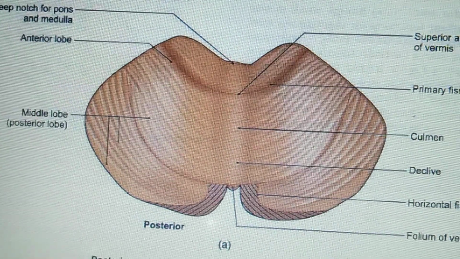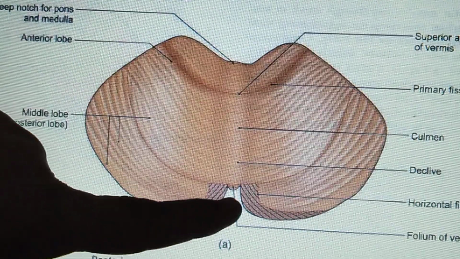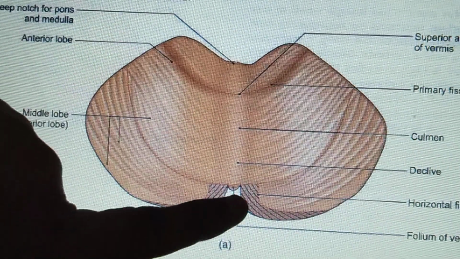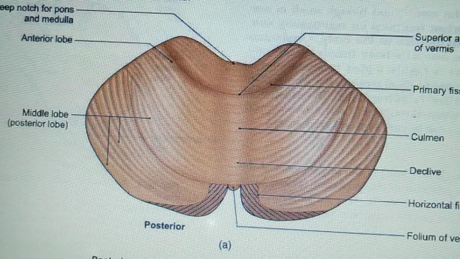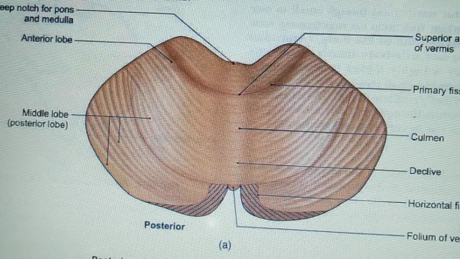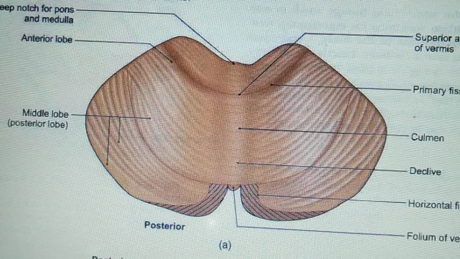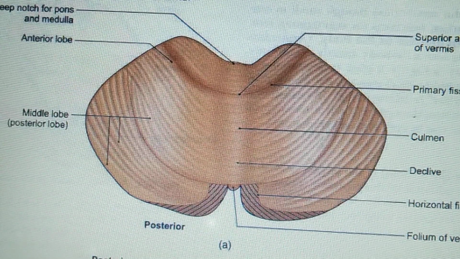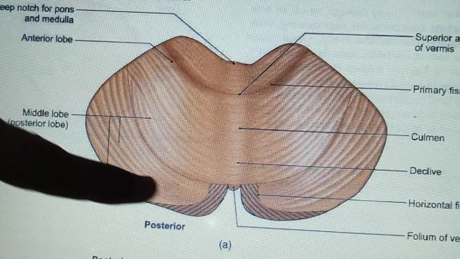Here you can see these are the two cerebellar hemispheres. They are connected with the vermis. You can see a part of the vermis shown here. So the two cerebellar hemispheres are united to each other through a median vermis. It has two surfaces, superior and inferior.